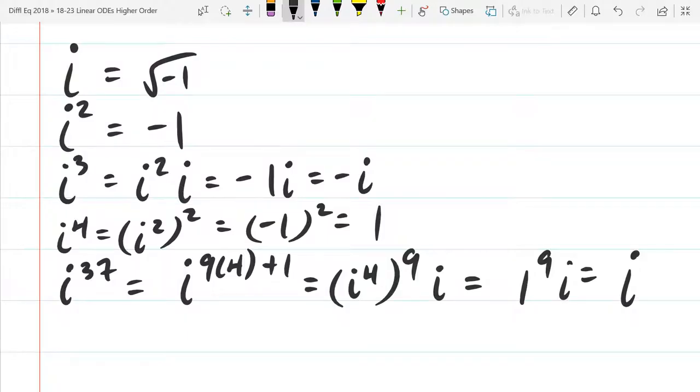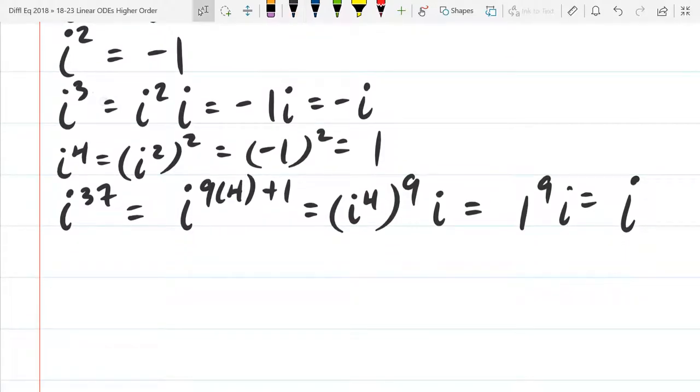We can also do something kind of similar with negative powers. I won't do such a huge negative number. Let's do i to the negative 6th.